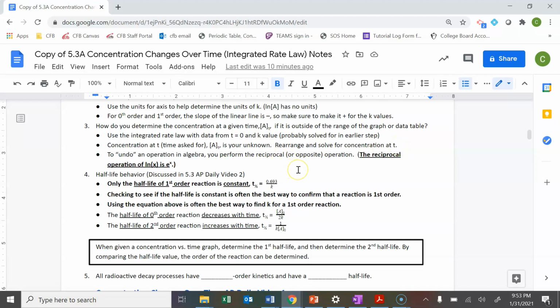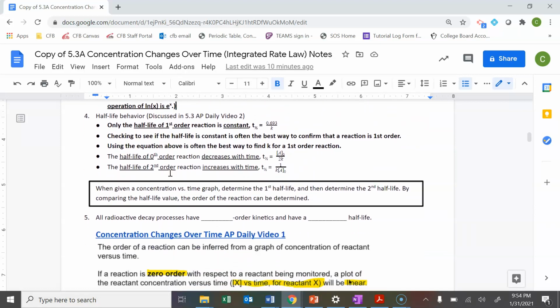Remember, to undo an operation, to switch sides and solve, we're going to do the opposite operation, or the reciprocal operation. The reciprocal operation of ln is e. So ln of x, it's that lowercase e to the x. It's called Euler's number on your calculator.